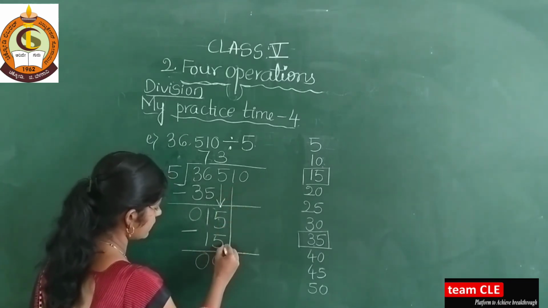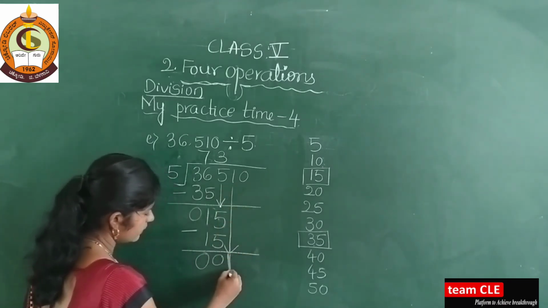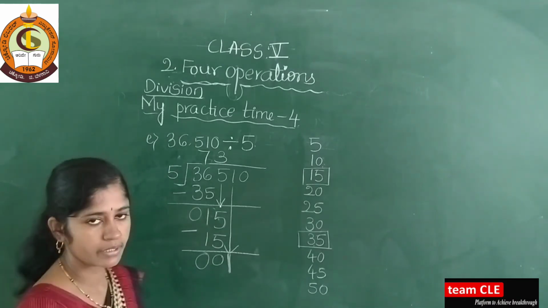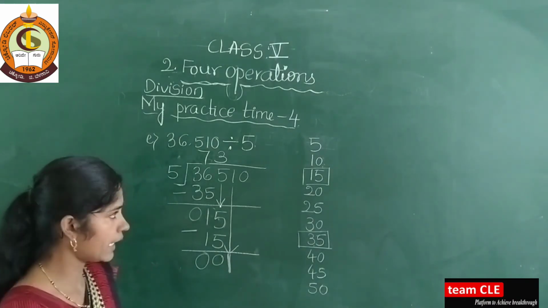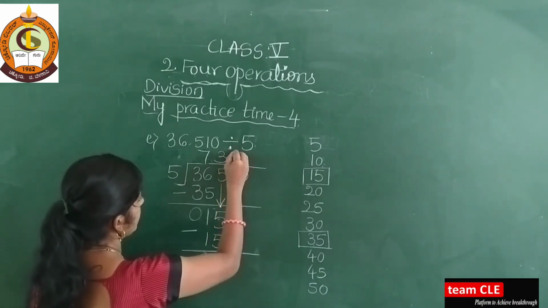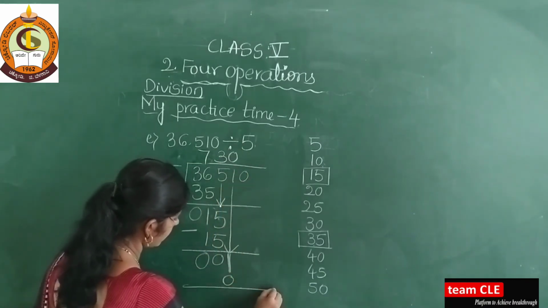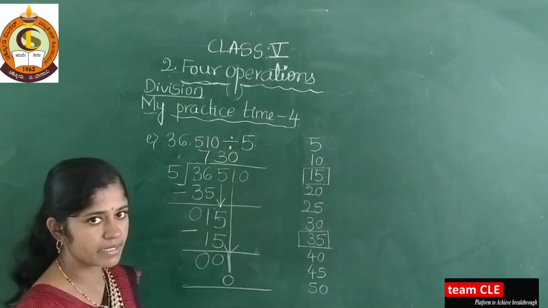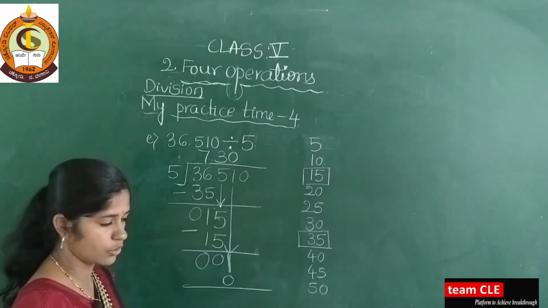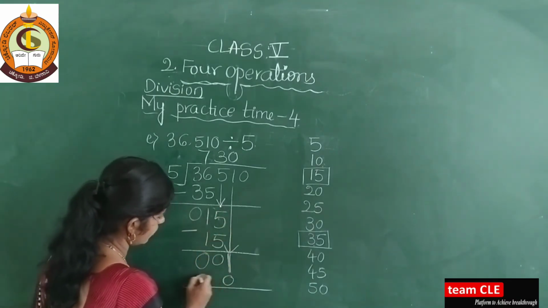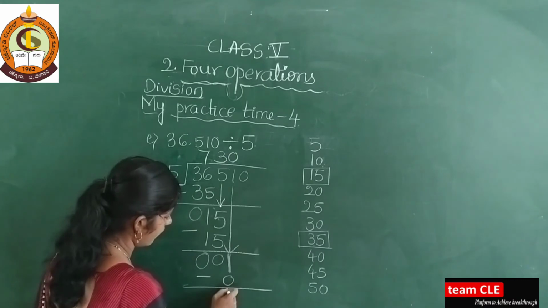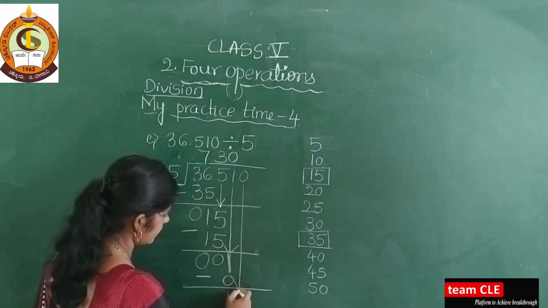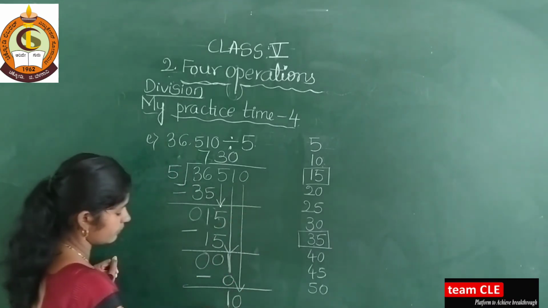Next you take this 1 down. Then check whether 1 is in the 5 table. No. For that you need to take 5 zeros are 0. If any number is multiplied by 0, its product is 0. 5 into 0 is 0, 1 minus 0 is 1. Next you take this 0 down.